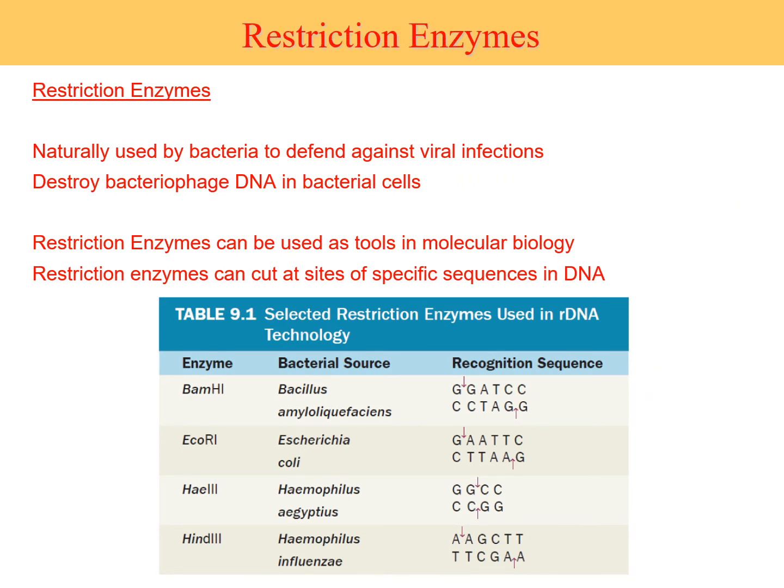Now, I wanted to talk to you about these particular kind of enzymes. They're called restriction enzymes. They occur naturally in bacteria. Bacteria use them to defend against bacteriophage viral infections. They will destroy the bacteriophage DNA that gets put into the bacteria during the penetration phase of the bacteriophage infection.